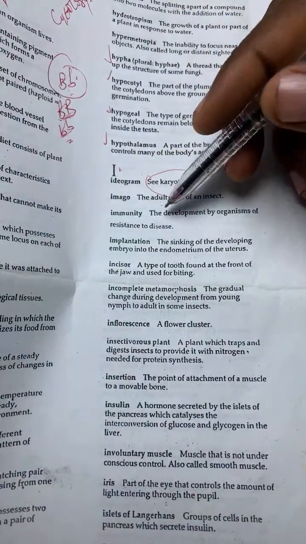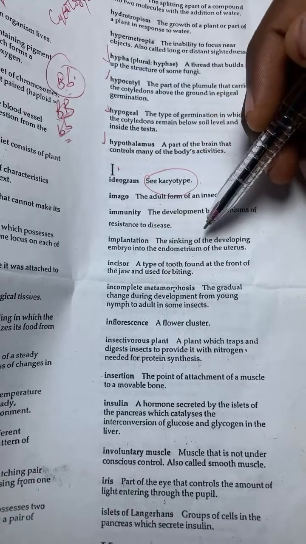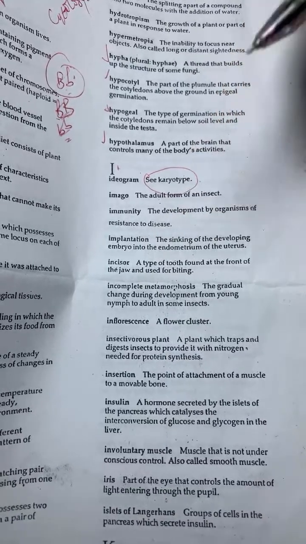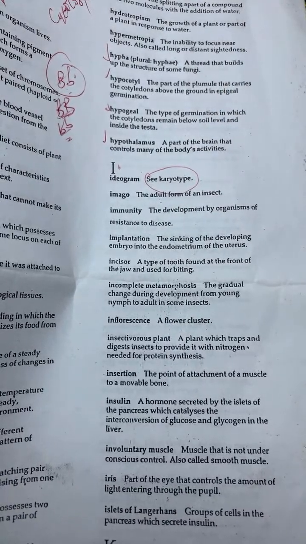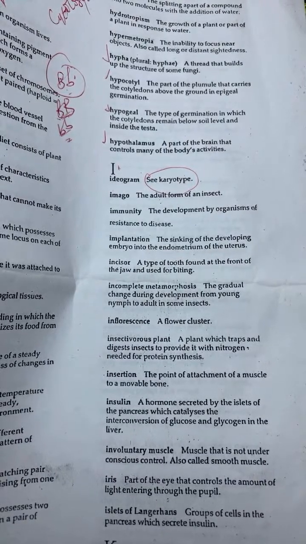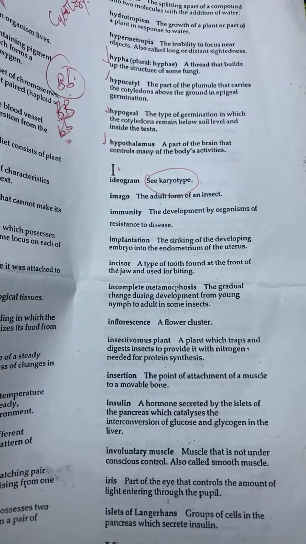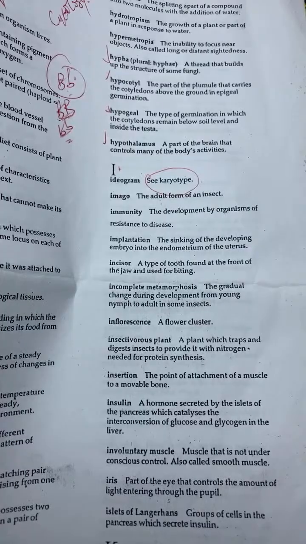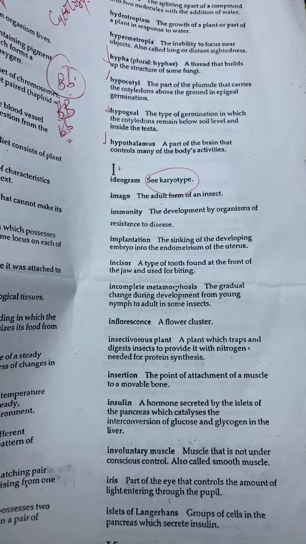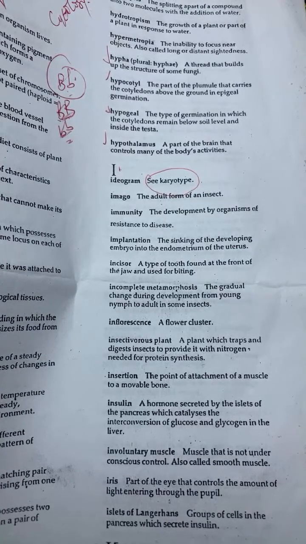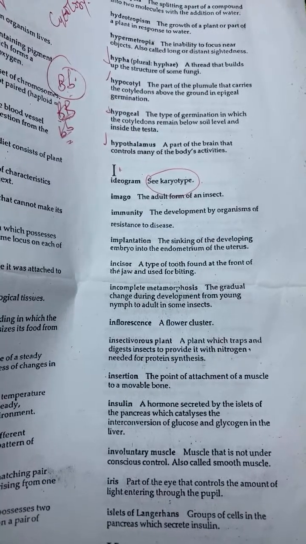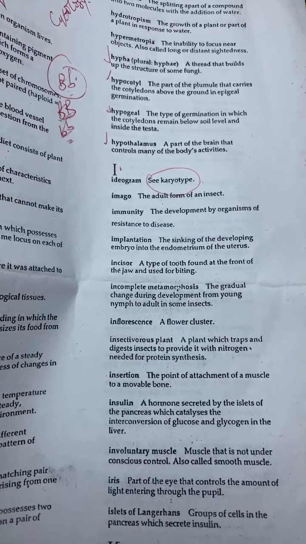Good. We have what we call implantation. It's the sinking of the developing embryo into the endometrium of the uterus. The sinking of the developing embryo into the endometrium of the what? Of the uterus. After the what? Endometrium. Right? Good. Now we have what we call incisor. Incisor is a type of tooth found at the front of the jaw and is used for what? Is used for biting. Are we there now?